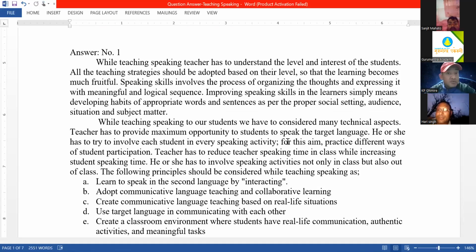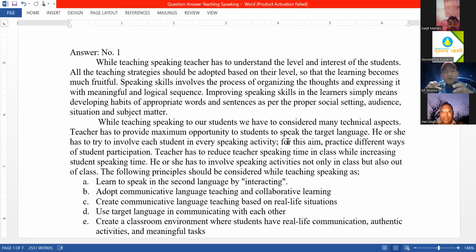So how do we teach? First, the teacher has to provide maximum opportunity for students to speak. The teacher is not speaking, but the students are speaking. Teachers should not forget this. This is the role of the teacher in the classroom. He or she has to try to involve each student in every speaking activity. For this aim, practice different ways of students' participation.